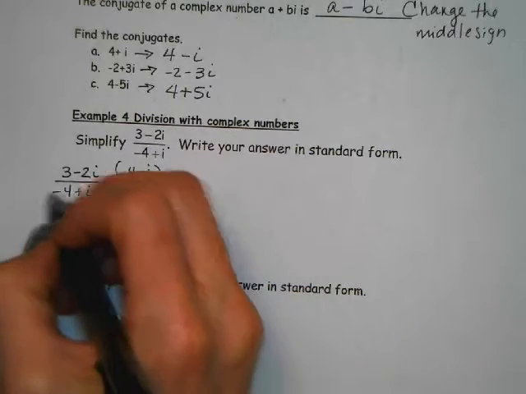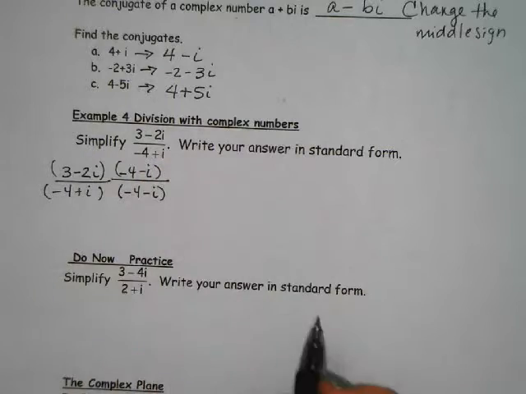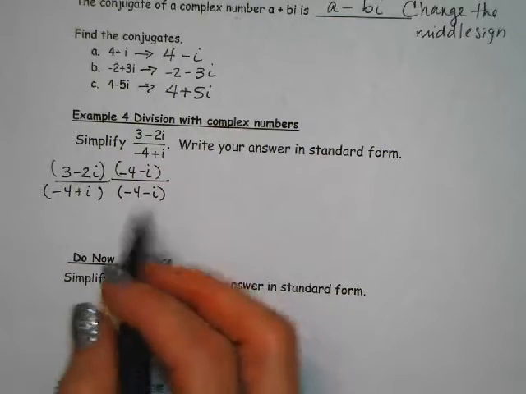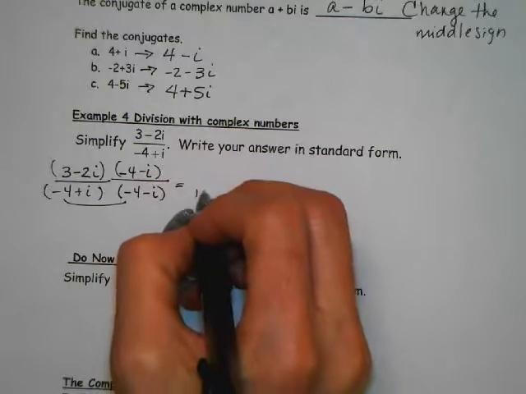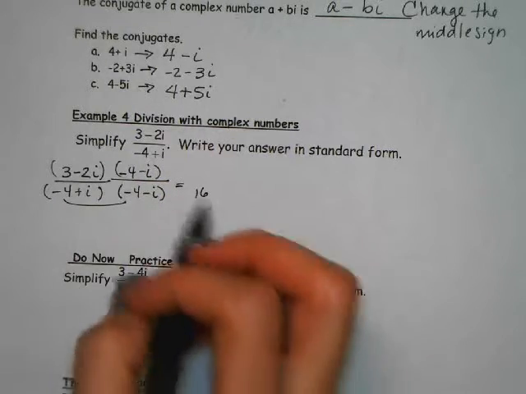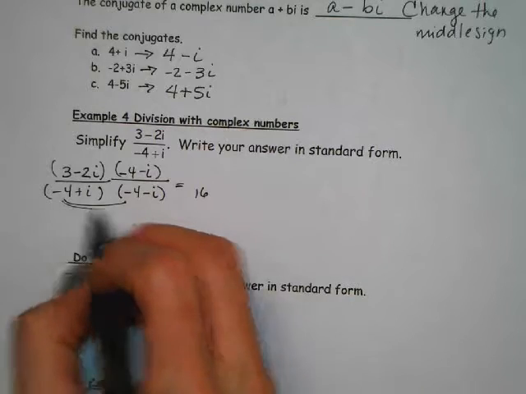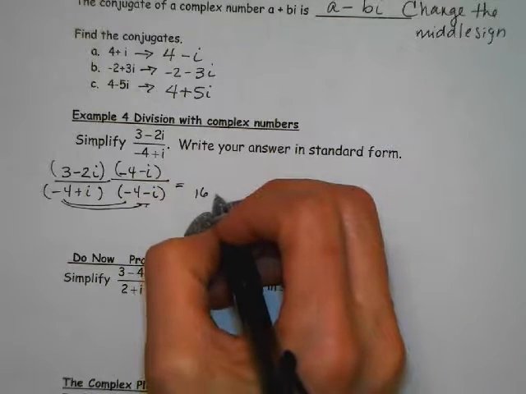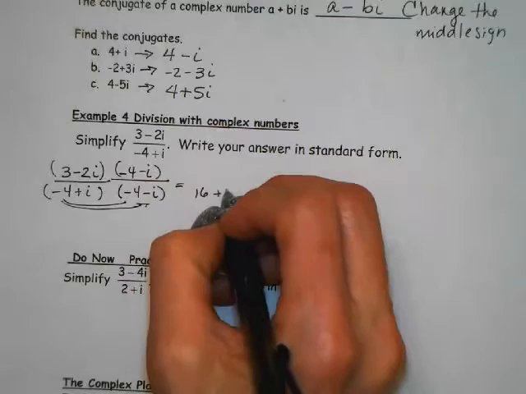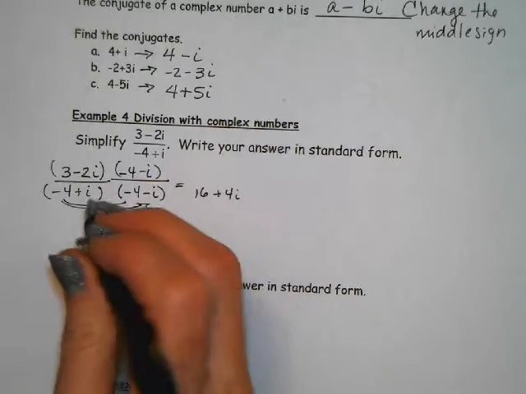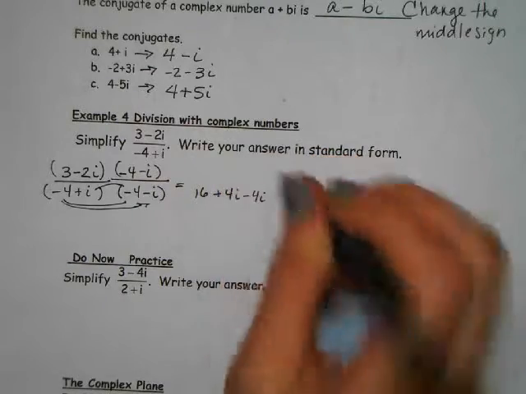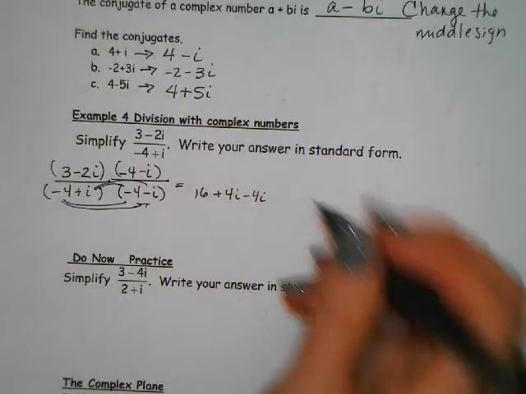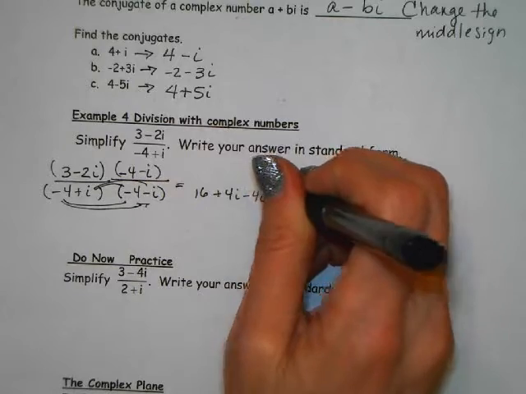Okay? And because I'm multiplying it, I want to then go ahead and do the distributive property. So I'll do the negative 4 times negative 4, and that equals 16. I'll do all the terms so you can see how they cancel. So I have a negative 4 times a negative i, and two negatives make a positive, so it's positive 4i. Here I have an i times a negative 4, so that's going to be a negative 4i. And then here I have an i times a negative i, which is a negative i squared.